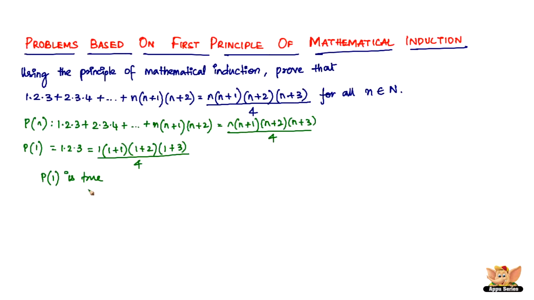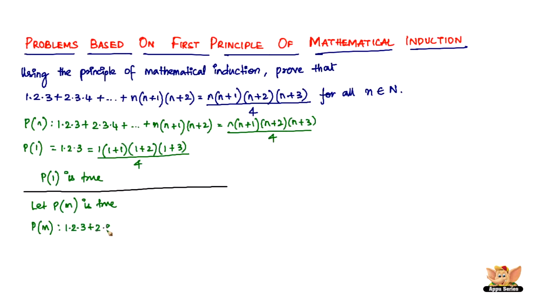The next step, obviously, is we need to assume that P of m is true. And in that case, we'll have P of m as a statement which is 1 times 2 times 3 plus 2 times 3 times 4 plus dot dot dot plus, in the place of n, it'll be m now. So m times (m plus 1) times (m plus 2) equals m times (m plus 1) times (m plus 2) times (m plus 3), the whole divided by 4.